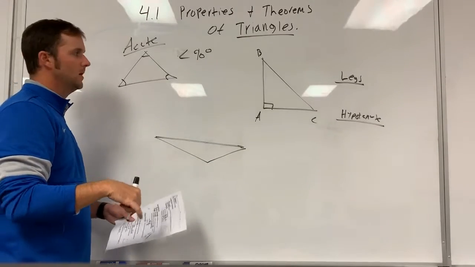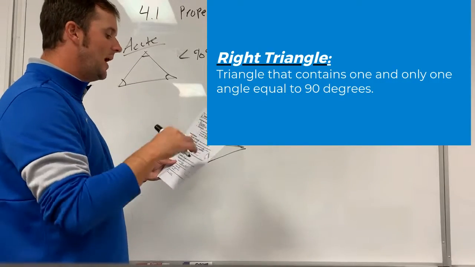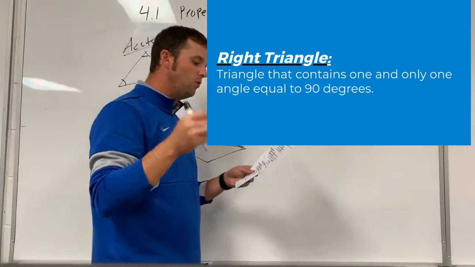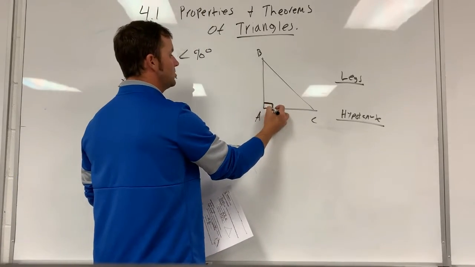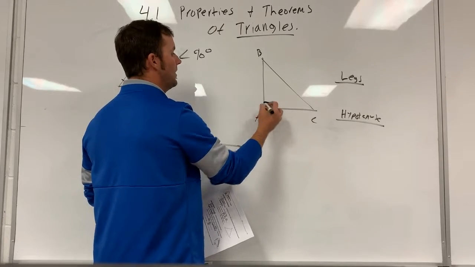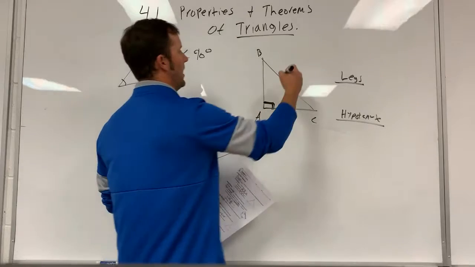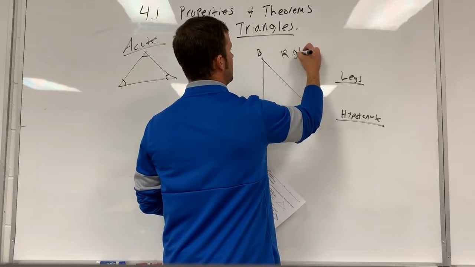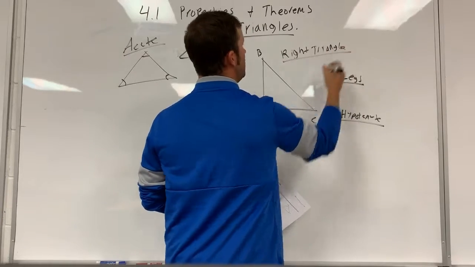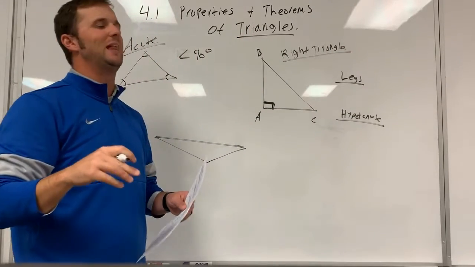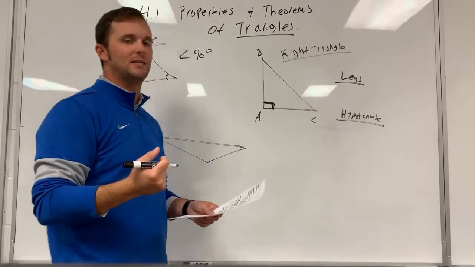Okay? So the next one on your list is going to be a right triangle. It is a triangle that contains one and only one angle that is equal to 90 degrees. So if you look here, this triangle has one and only one 90-degree angle because that's only possible one time in a triangle. So this right here is going to be known as a right triangle. Now I'm going to go ahead and tell you guys, in Unit 5, we are going to be doing a lot of work with right triangles. So go ahead and buckle up and let's get this thing going.